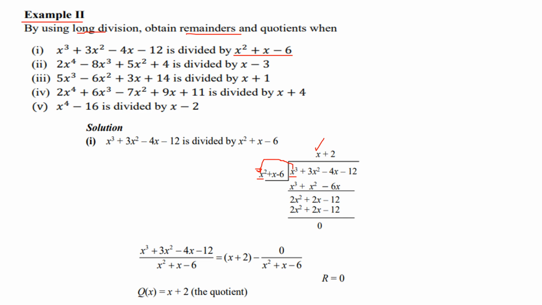Now after getting that x, you multiply it. Assume that this 2 is not there. The plus 2, I'm going to show you how it came about. After getting the x, you multiply it.